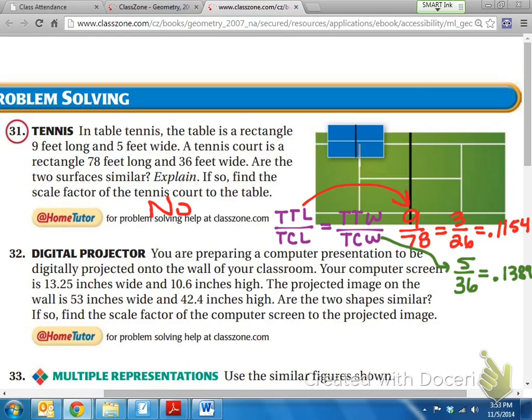Now obviously, where do we get table tennis from? The tennis court. But the numbers don't match up. So they're not similar. So on number 32, it's kind of another example here, a digital projector.